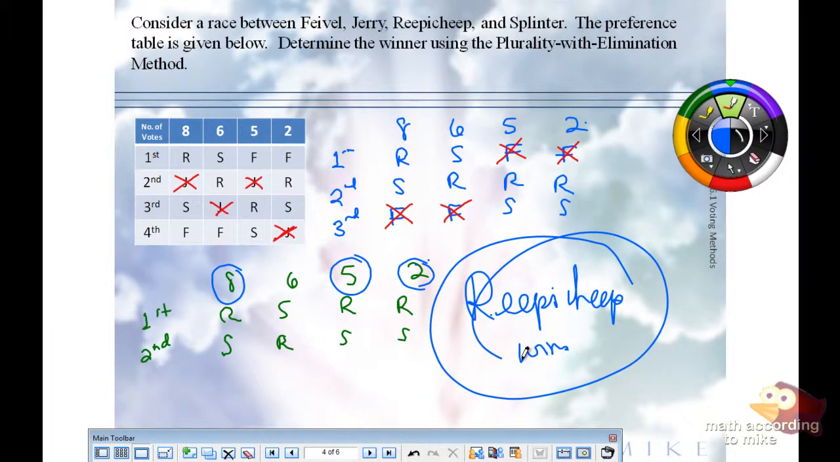So it took a couple rounds of elimination here to get to our conclusion. But notice the difference. In plurality method, it's all about having the most first place votes. But with plurality with elimination method, you want to have the majority of first place votes. There's a difference.